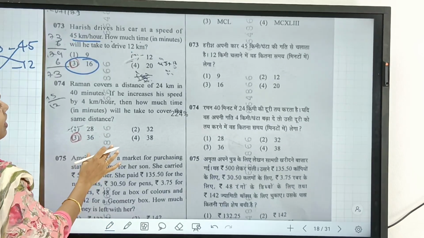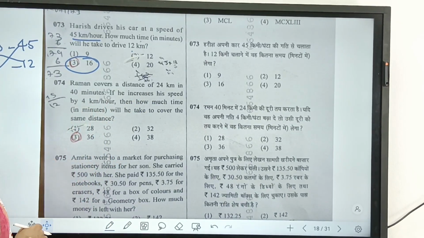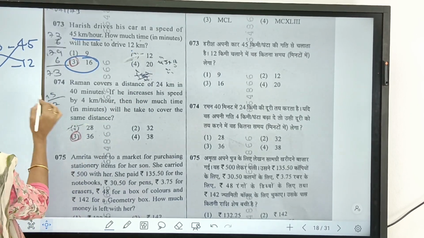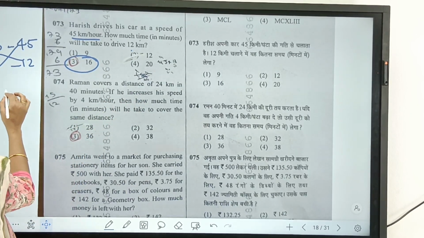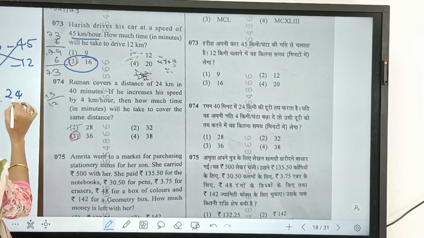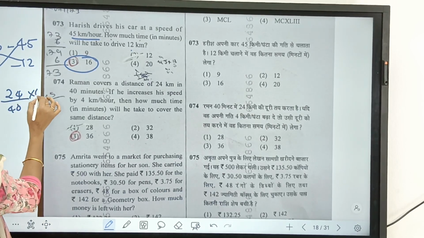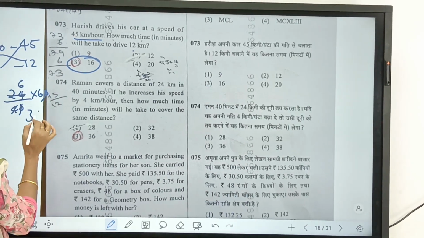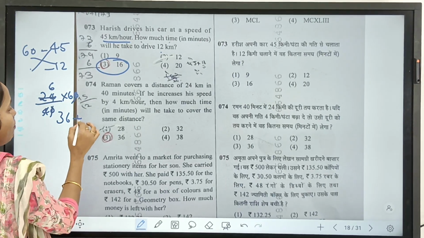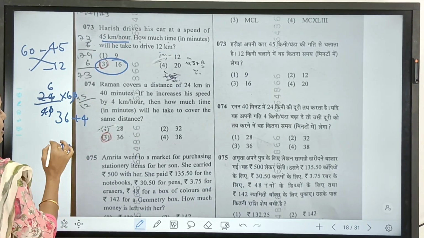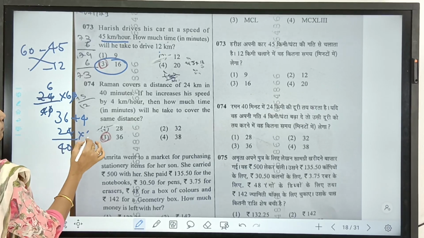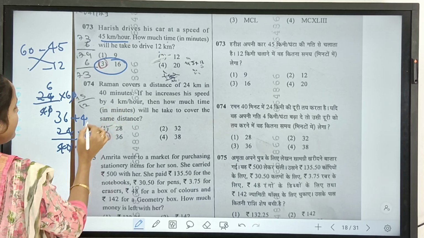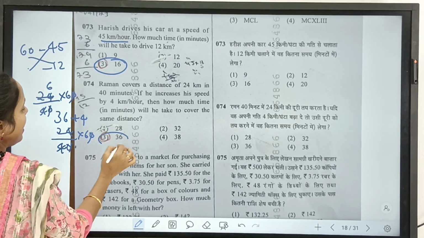And next, Raman covers a distance of 24 kilometers in 40 minutes and then increases his speed. How much time will he take? First we need to find 24 kilometers by 40 by 60. 36 is the actual speed. He increased it by 4 kilometers, means it becomes 40. Means the same distance he will go at 40 by 60. For 36 by 40, then you will get the answer 36.